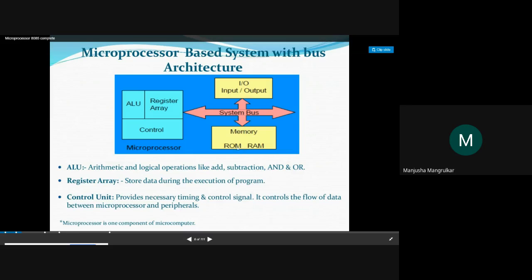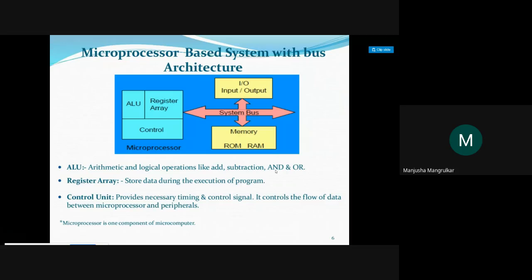So this is memory, ROM, RAM, and this is input, output, all connected to the microprocessor. This is your microprocessor: ALU, arithmetic logic unit, register array, and the control unit. So these three parts of the microprocessor are connected with the bus architecture system. ALU performs arithmetic and logical operations like addition, subtraction, ANDing and ORing. Arithmetic means all the arithmetic operations, logical means all the logical ones: ANDing, ORing, XORing, NORing and all.